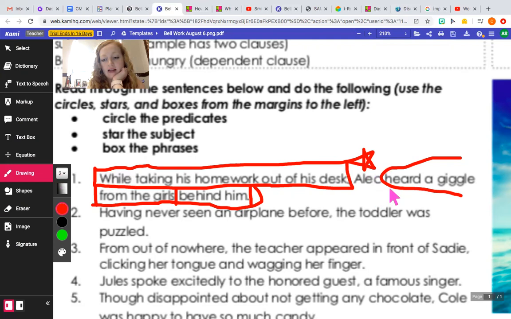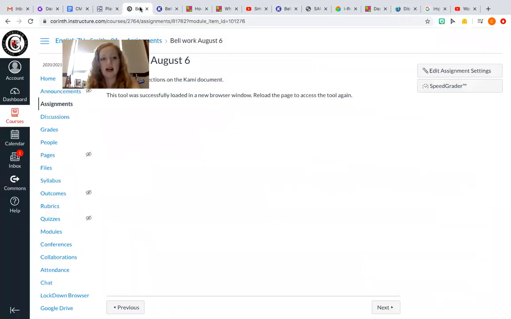And then we have Alec over here. He is our subject of this independent clause. Alec heard a giggle from the girls behind him. So heard a giggle from the girls behind him is the predicate. And then we have two prepositional phrases in that, from the girls and behind him. All right, let me know if you have any questions. I'm going to stop the bell work right here, and then I'm going to show you what else you're doing for the rest of class.